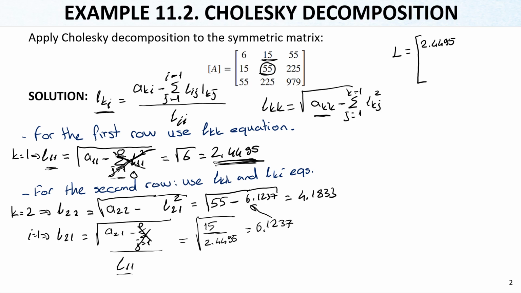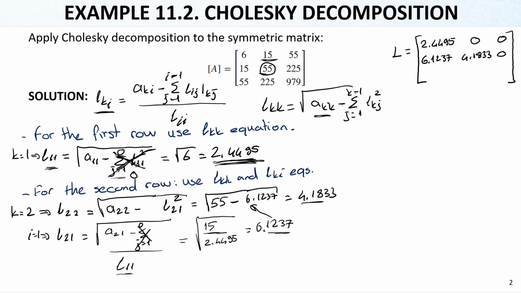And for the second row, we found L21, which is 6.1237 here. And also, we found the second term of this, L22 here, 4.1833. So this is a lower triangle matrix, it will be. The third term here is 0, this is 0, this is 0. And finally, the last row will have 3 terms, so that it will have a lower triangle.